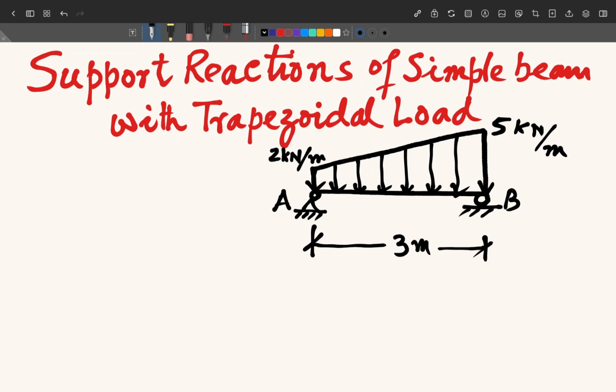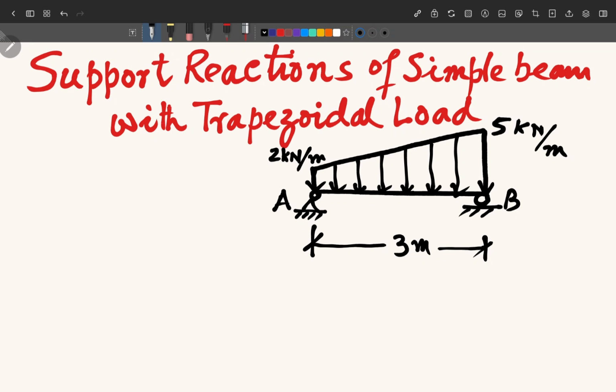In this question, we will calculate the support reactions of a simply supported beam which is subjected to trapezoidal loading. So first of all, we will identify how many reactions are possible on the supports. Because there is no horizontal loading, there is no possibility of any horizontal load. Although in normal cases a hinge support will have two reactions, because there is no horizontal loading, we can say that there will be only one vertical reaction at A.